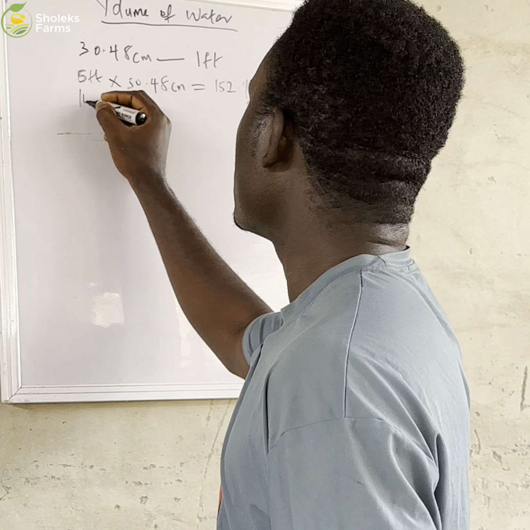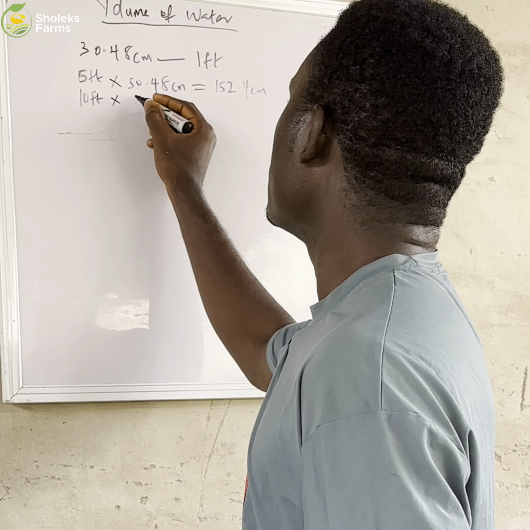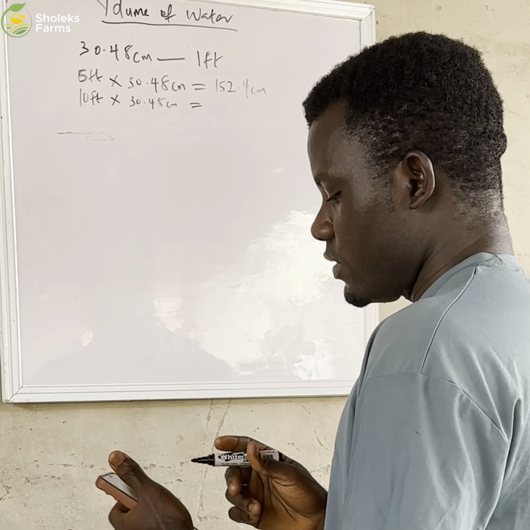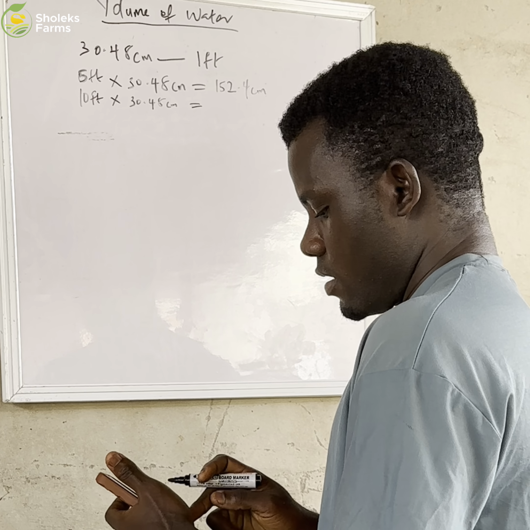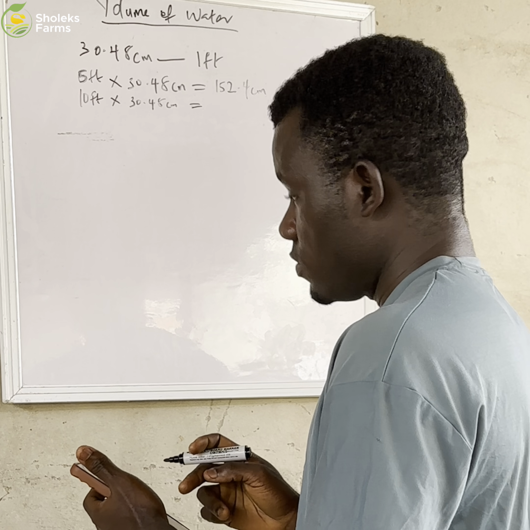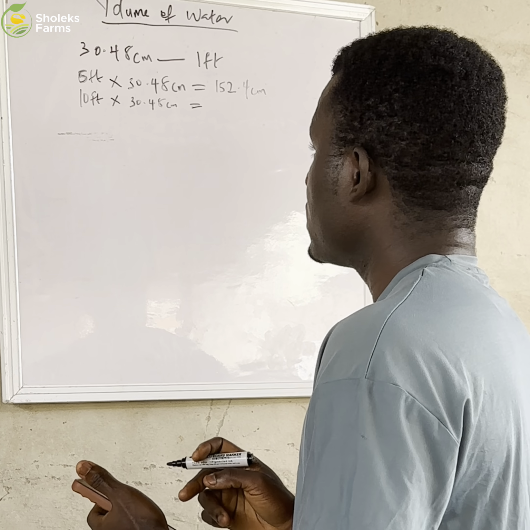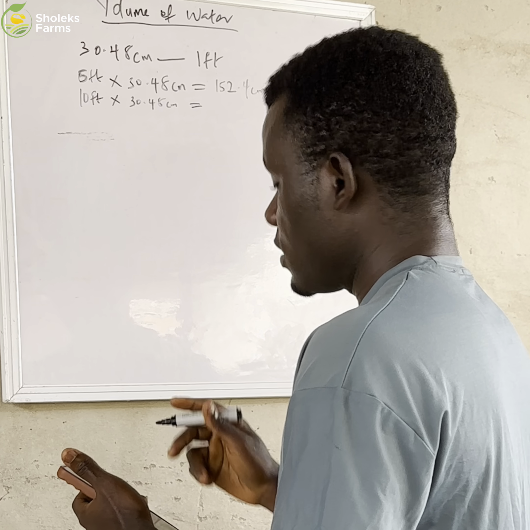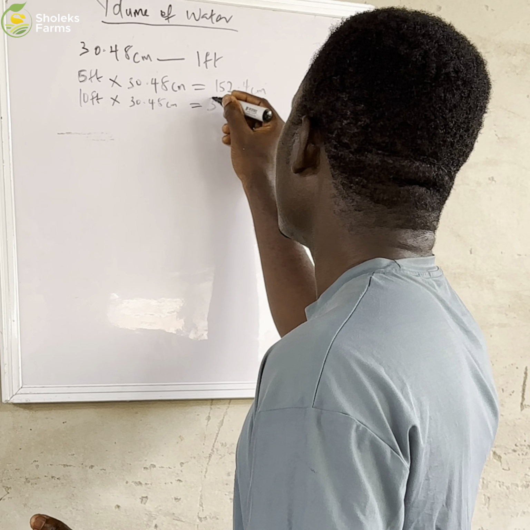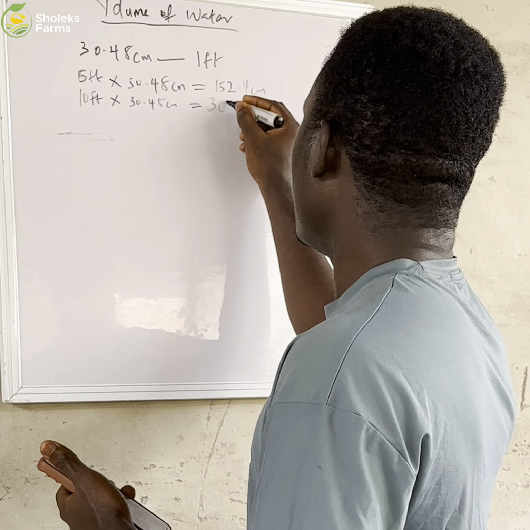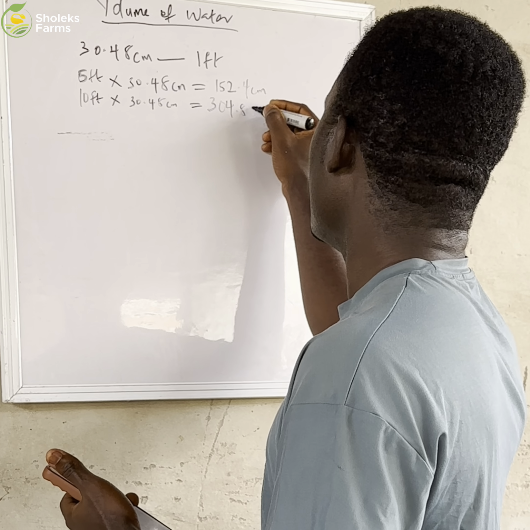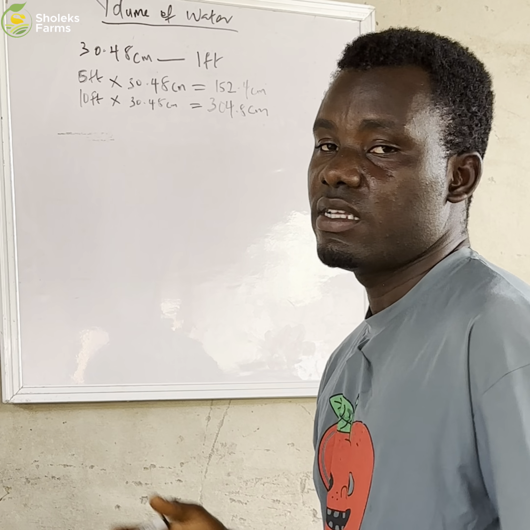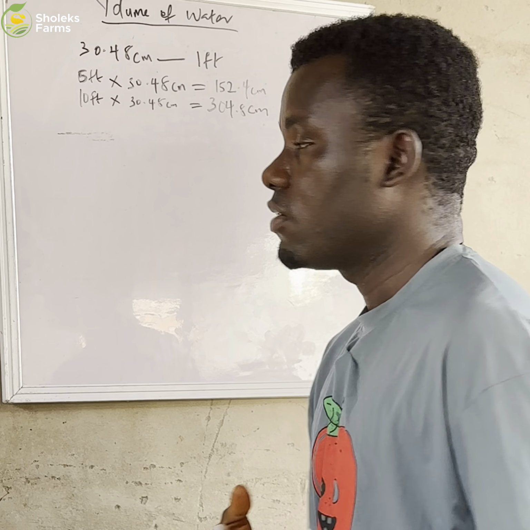Then we have 10 feet here also. 10 feet times 30.48 centimeter. You can follow me with a calculator so I won't make any mistake. 10 times 30.48 is 304.8 centimeter.